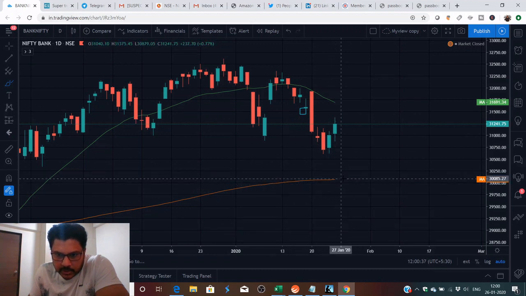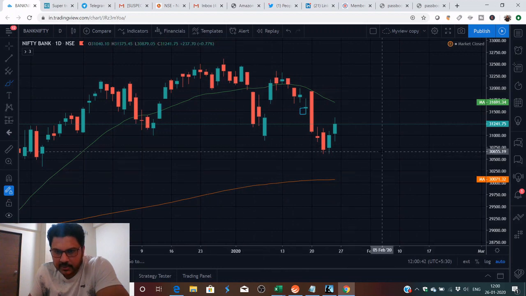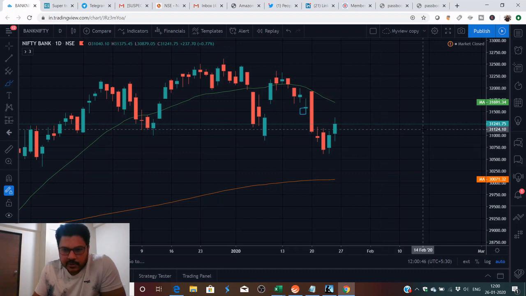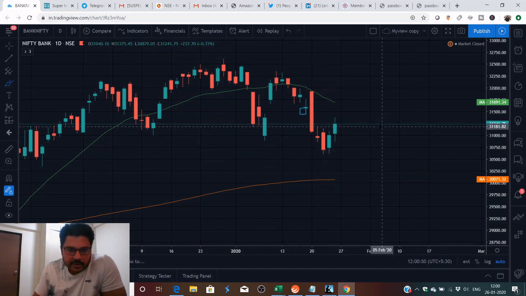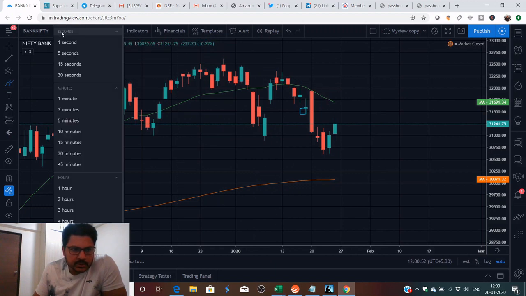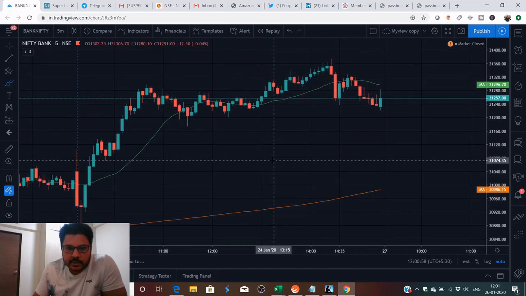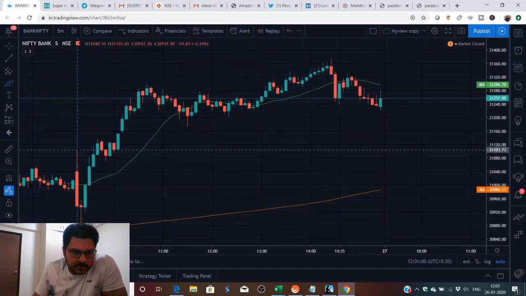there is a support at the 200 period moving average. So the 20 and 200 period moving averages are the two moving averages which can be used on any time frame, and you can decide and get a view on the market. So let's do this on a 5-minute time frame, and let's understand how the market performed on 24th Jan.